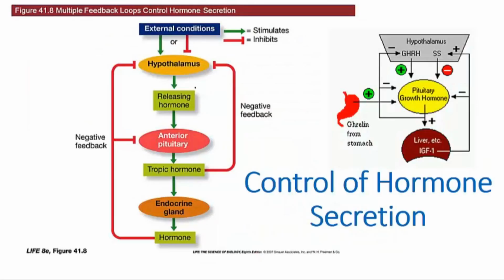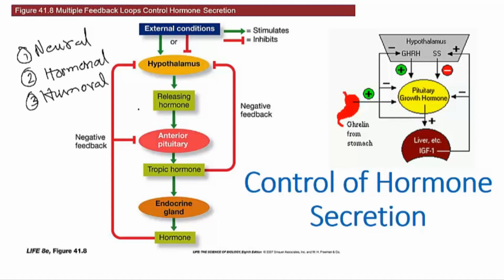Now if we look at the control of the hormone secretion, there are 3 types of major control of secretion. One is neural control, second type is hormonal control, and third type is humoral control.